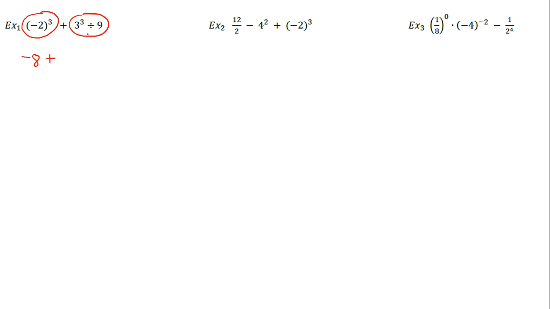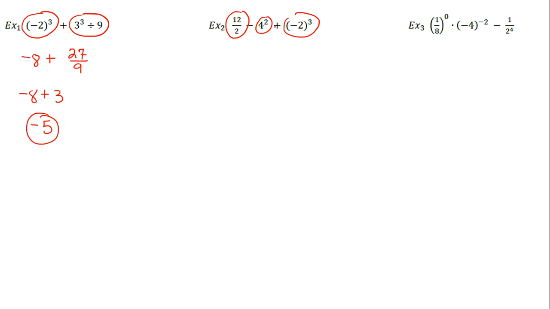Then we're going to evaluate the second term. Inside the second term, we have exponents and division, and you do exponents first. So 3 to the third is 27, and then we still have the divided by 9. So I still need to simplify this term here. So I have -8 plus 27 divided by 9 is 3, and then I end up adding lastly, and I get -5.